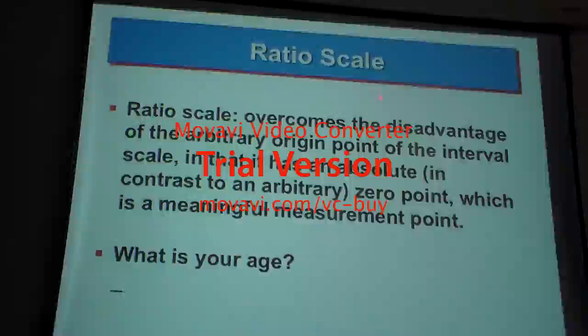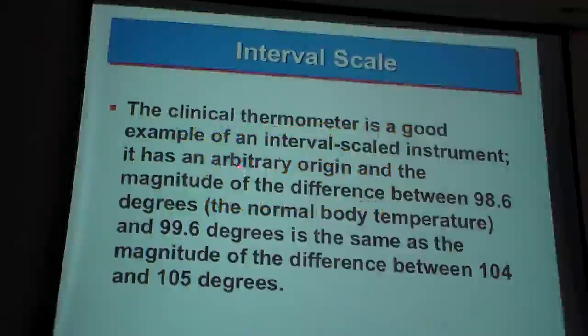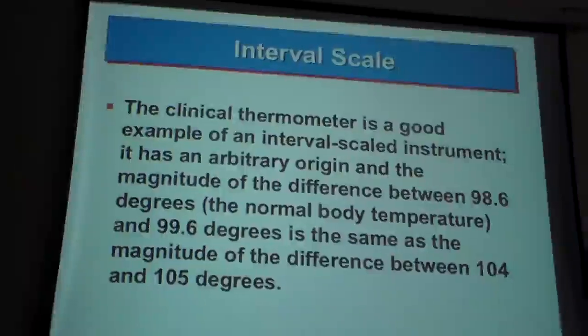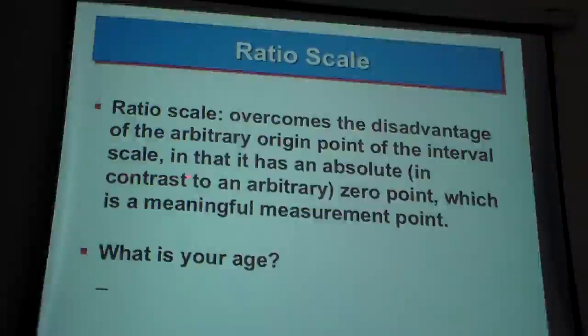The last one is the ratio scale. The ratio scale overcomes the disadvantage of the arbitrary origin point. Here we have an arbitrary origin point for the interval scale, so this is considered a disadvantage. To overcome this disadvantage of the arbitrary origin point, the ratio scale has an absolute zero point in contrast to arbitrary. So we have an absolute zero point for the ratio scale, which is a meaningful measurement point.